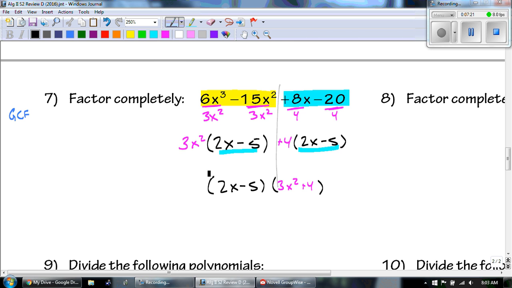Now remember, the order does not matter with multiplication. So you could have written 3x squared plus 4 times 2x minus 5. That would have been completely fine.